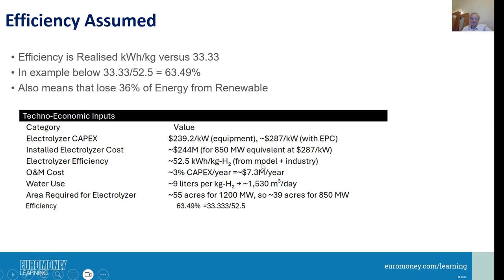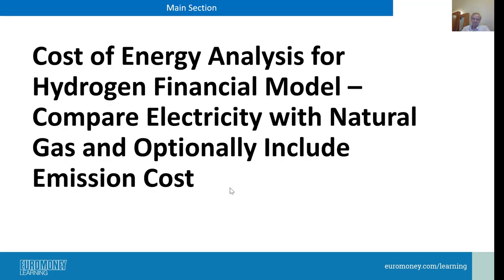But then they say, oh, we got to add some installation costs and some other stuff, so it's going to cost $287. This is not my data; it's there. We're going to get an efficiency of 52, pretty good, because that is equivalent to 63%. We're going to have O&M cost at about 3% of the capex, which is just nothing. Other than the energy costs, the O&M cost is kind of not a big deal.